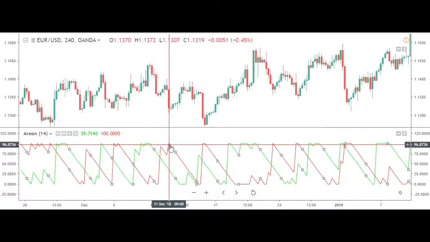But if it's at 100 for the Aroon up line, that means you're at the highest point for the time frame that's selected. And if you're at 100 for the Aroon down line, that means it's the lowest point. And it's only from 0 to 100. The Aroon indicator will never go above 100 or below 0. But that's about it for today.